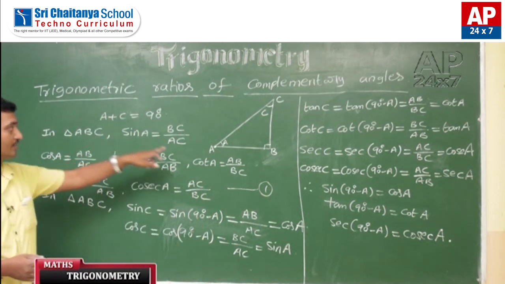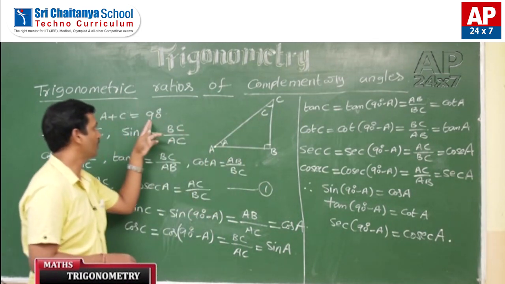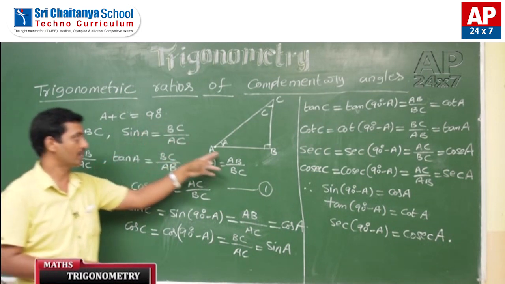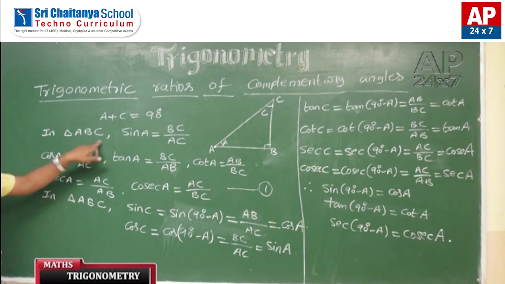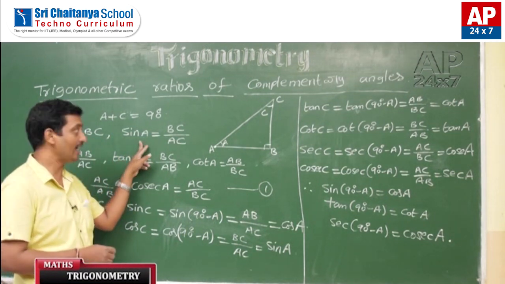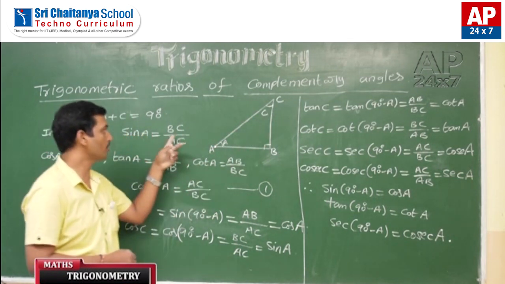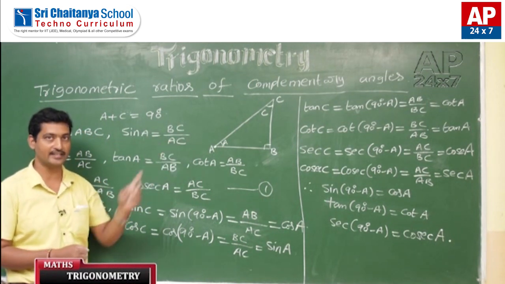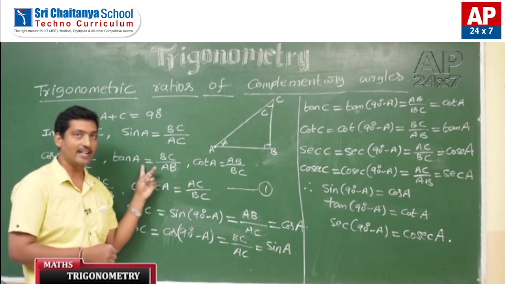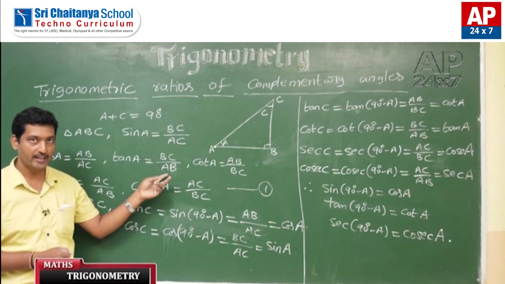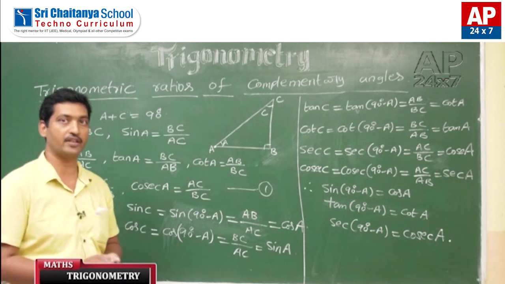Now let us see. In this right angle triangle ABC, angle B is 90 degrees. A plus C is equal to 90 degrees because the sum of three angles in a triangle is 180 degrees. Now, in triangle ABC, what is sin A? Sin A is nothing but opposite side to A by hypotenuse. Here opposite side to A is BC by AC. Now, cos A is equal to AB by AC. Tan A is equal to BC by AB and cot A is equal to AB by BC. We knew it from the definitions of the trigonometric ratios.